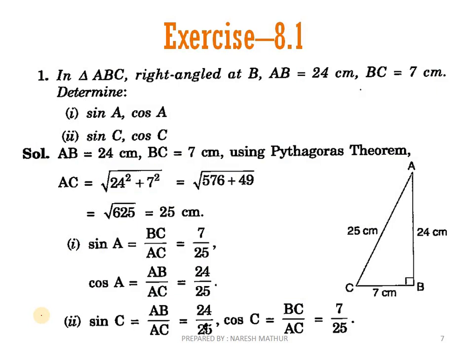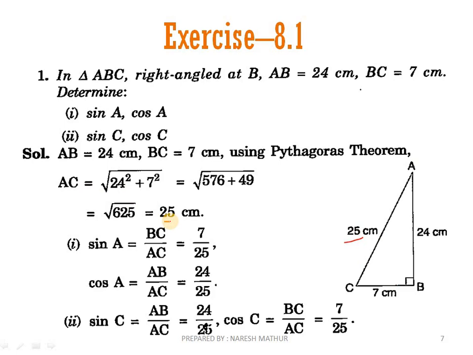Now our first focus is on exercise 8.1. Let's start the exercise and try to understand the concept behind it. In this question we are given triangle ABC, right angled at B, with AB equal to 24 centimeter and BC equal to 7 centimeter. We draw the diagram as per the given values. Right angle at B, AB is 24, BC is 7. First we need to find the hypotenuse. We find it by applying the Pythagoras theorem, and we get 25 centimeter as AC.